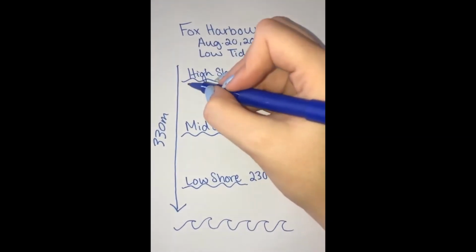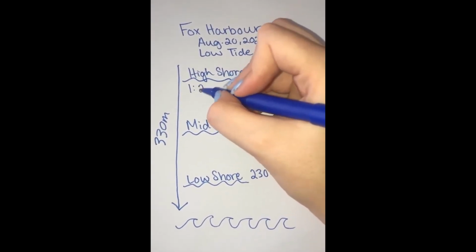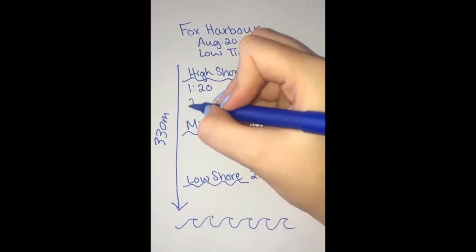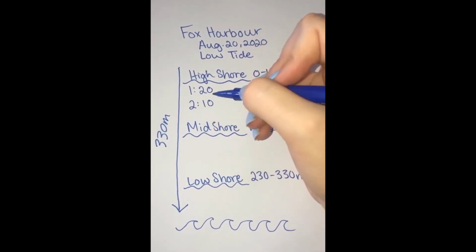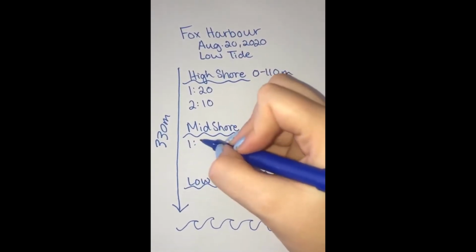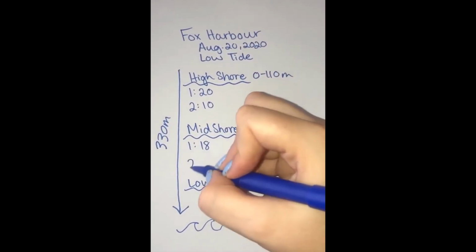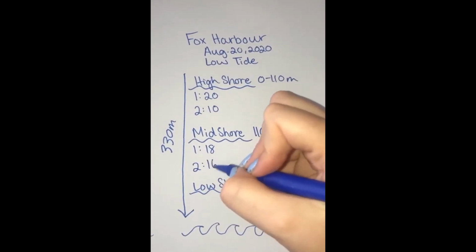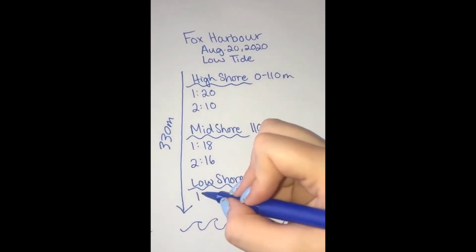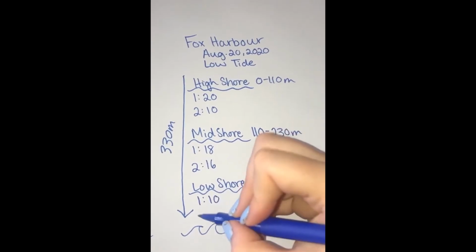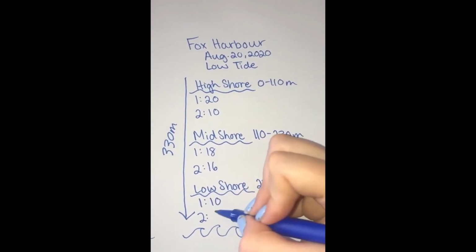For the high shoreline, the first tidal pool had a count of 20 hermit crabs. The second had a count of 10 hermit crabs. For the midshore, the first tidal pool had 18, where the second had 16. And for the low shore samples, the first tidal pool had 10 hermit crabs and the second had 6 hermit crabs.